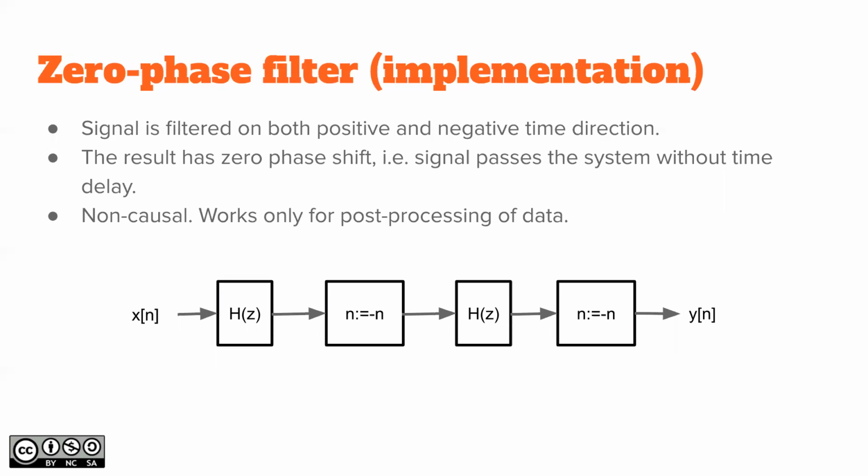Okay, and then this is how you make a zero phase filter, meaning if you have an IIR filter, then you can filter the data first in one time direction and then reverse the time and apply the same filter again and then reverse the time back to what it was. And that's our output. And of course, non-causal. But if you have post-processing data, that's fine. It works like a charm sometimes.